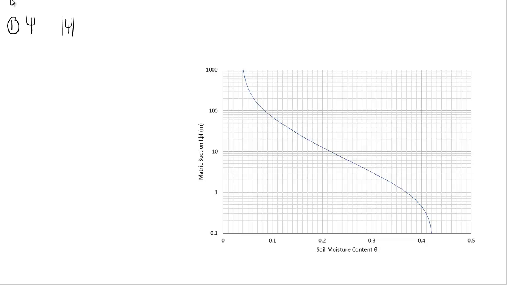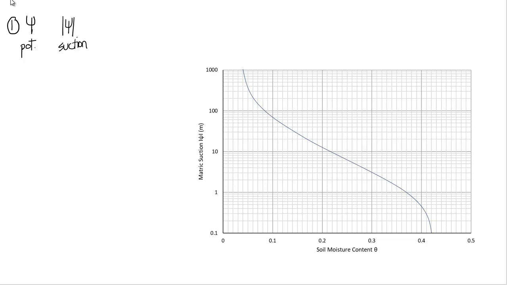For example, here's a typical soil moisture characteristic curve diagram. You've seen lots of these. The x-axis is soil moisture content, and on the y-axis, in this case, I plotted the matric suction. So once again, matric potential is the symbol psi, matric suction has the symbol absolute value of psi, and that's the relationship.